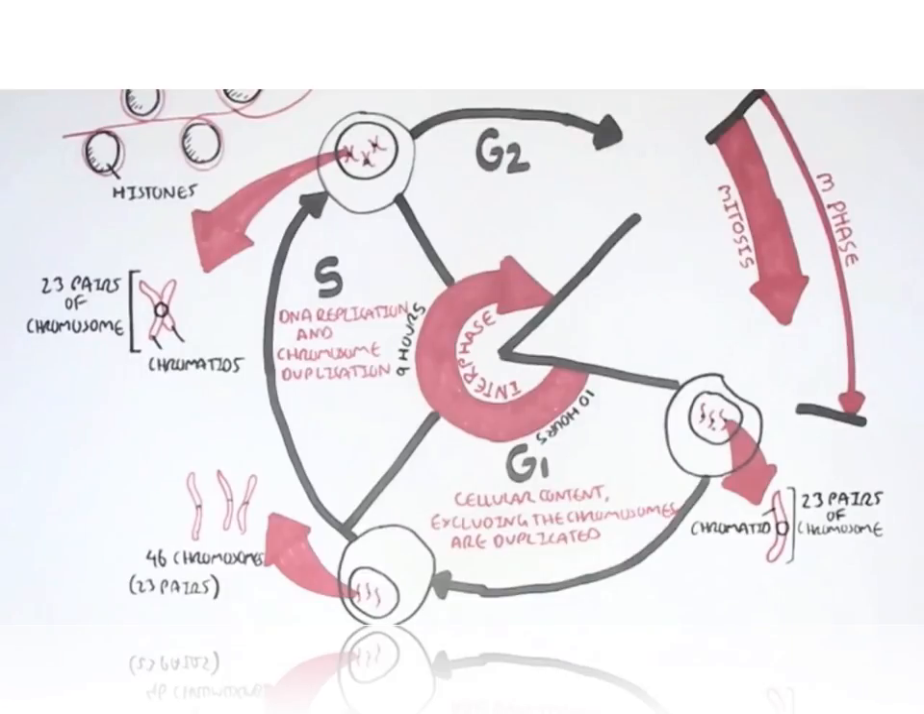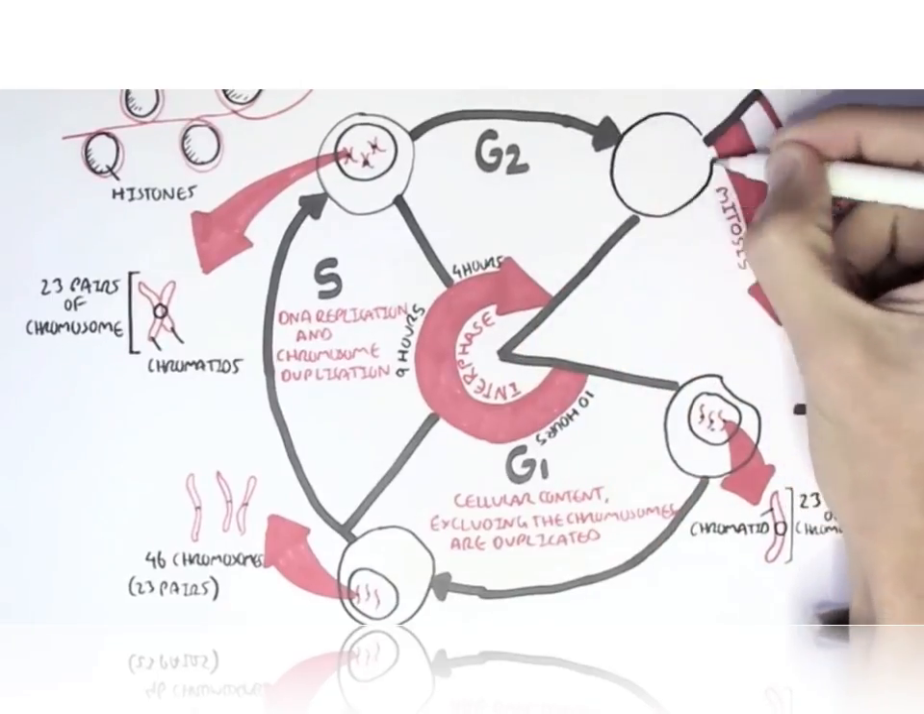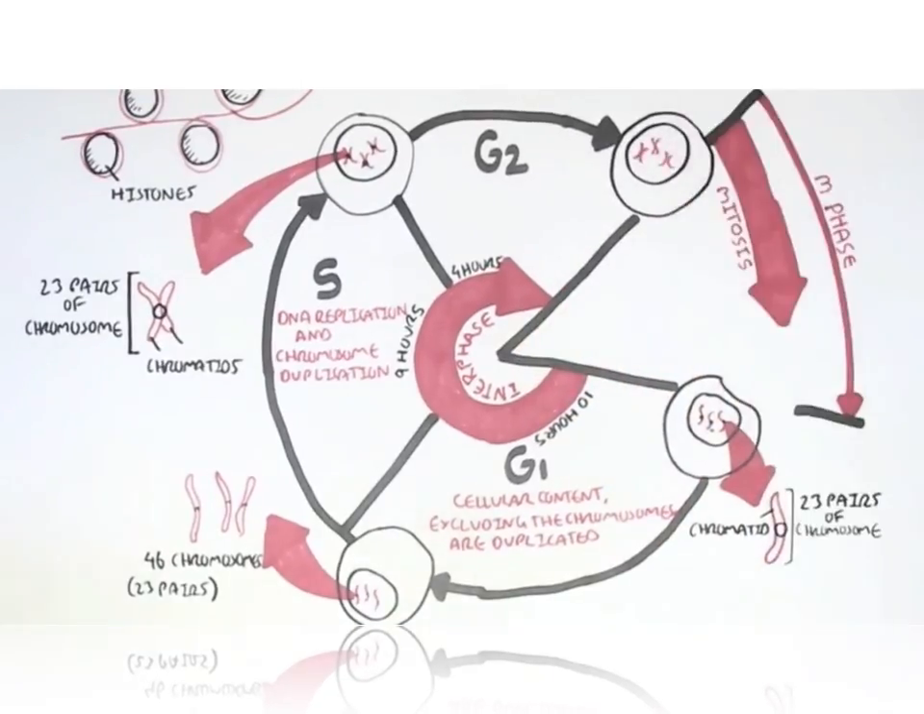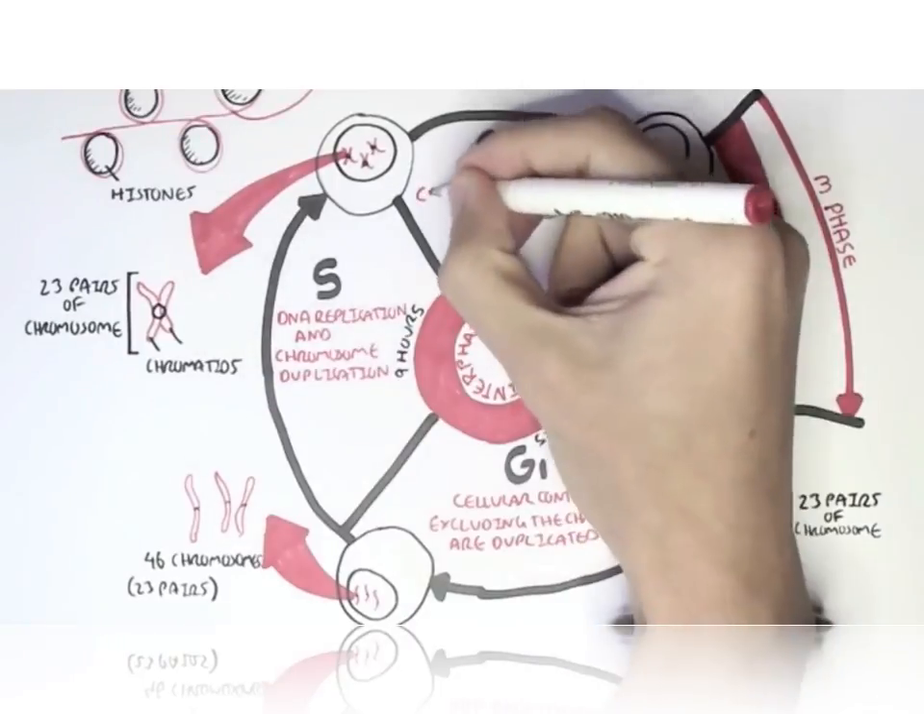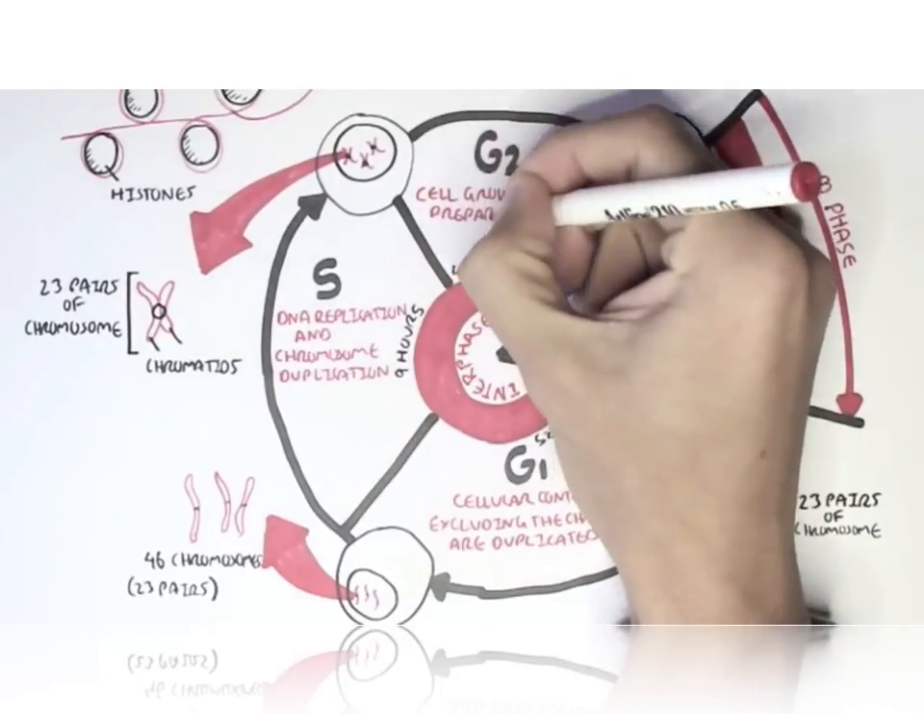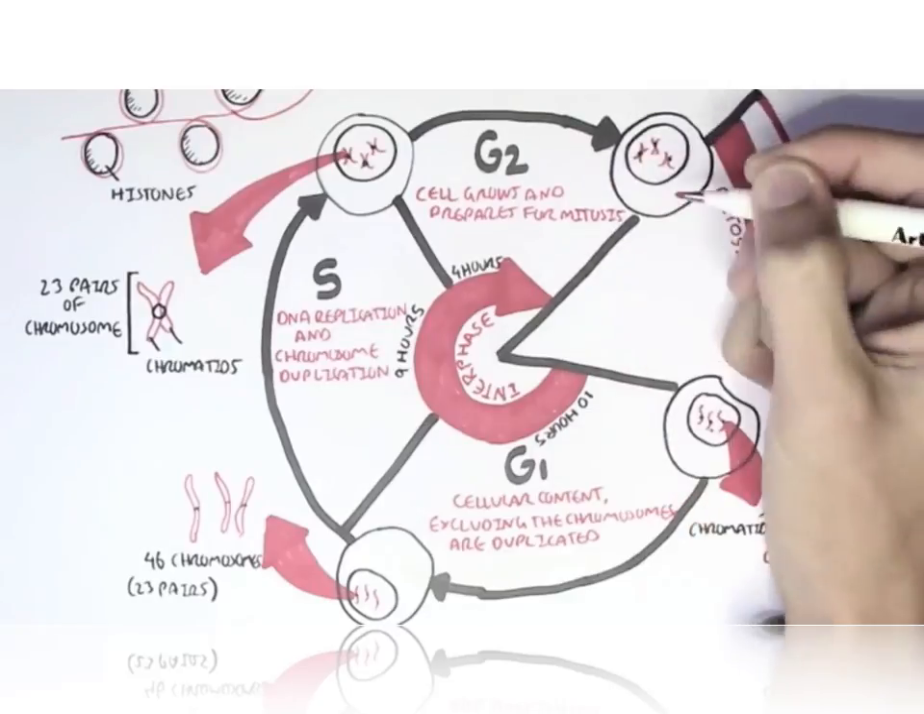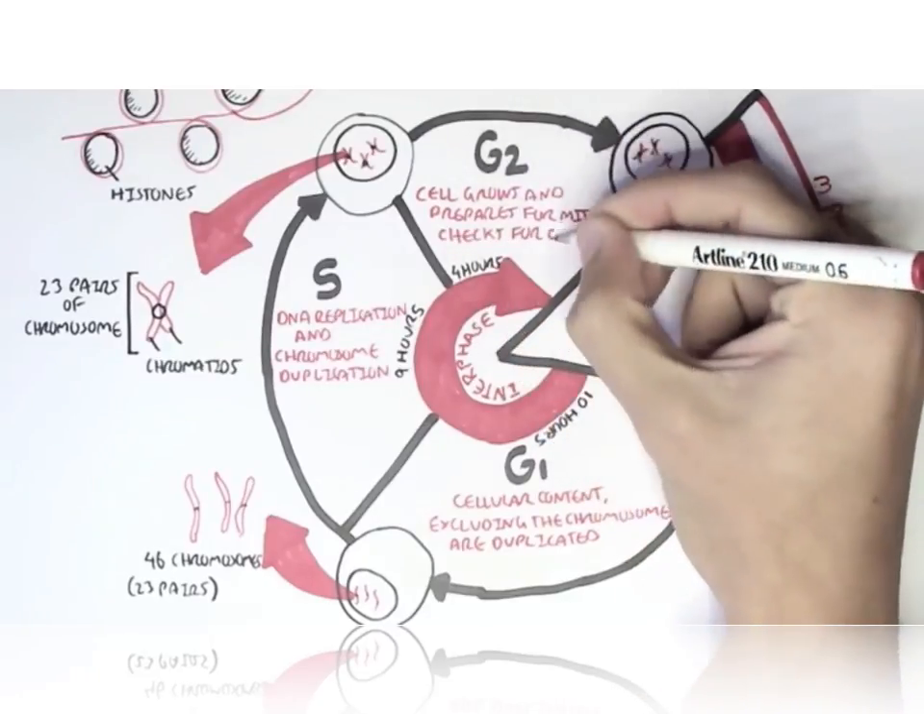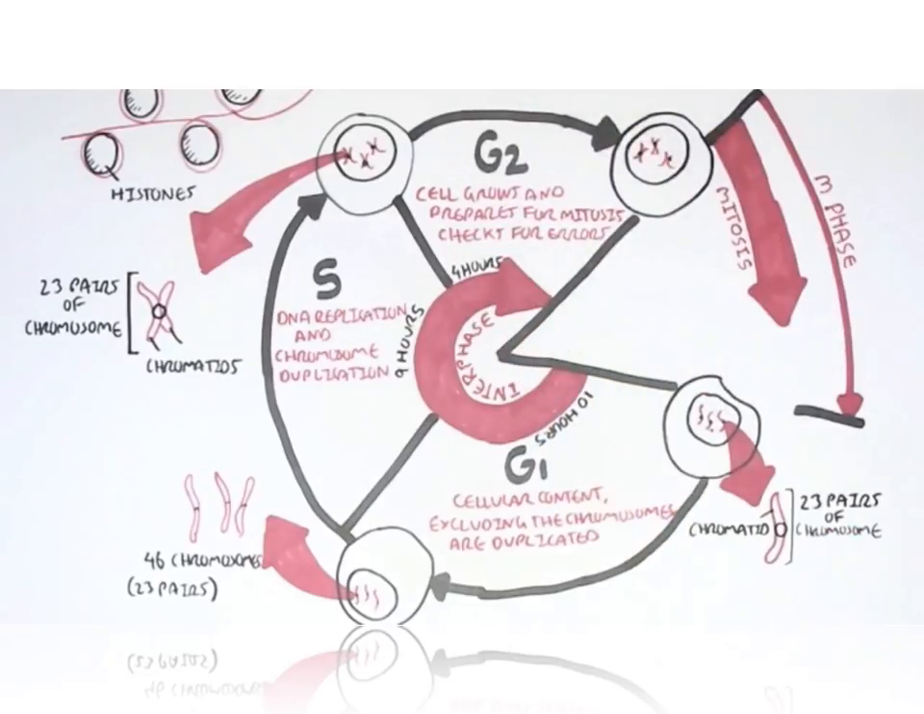Hope that makes sense. Now, after the synthesis stage, the cell will go on to growth 2, which goes on for about 4 hours, and this is where the cell grows and prepares for mitosis. It also checks for errors as well. And essentially, at the end of the G2 phase, the cell will still have 46 chromosomes and 92 chromatids.